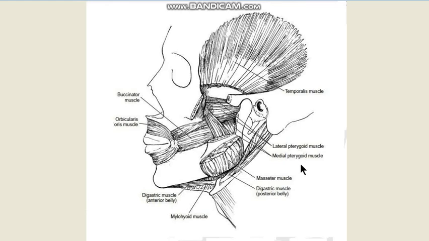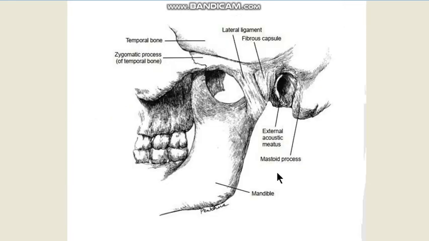Again, in this diagram you can see the mandible and you can see the cutout portion of the masseter, the temporalis. You can see here the lateral pterygoid muscle, and you can make out from the inner surface of the mandible the medial pterygoid. So masseter, temporalis, lateral pterygoid, medial pterygoid, all attached to the mandible.